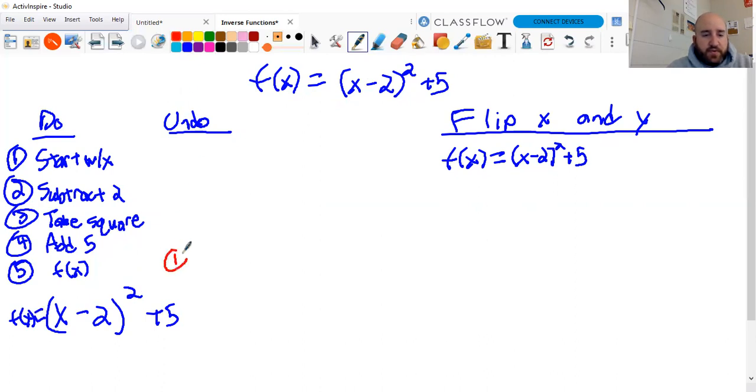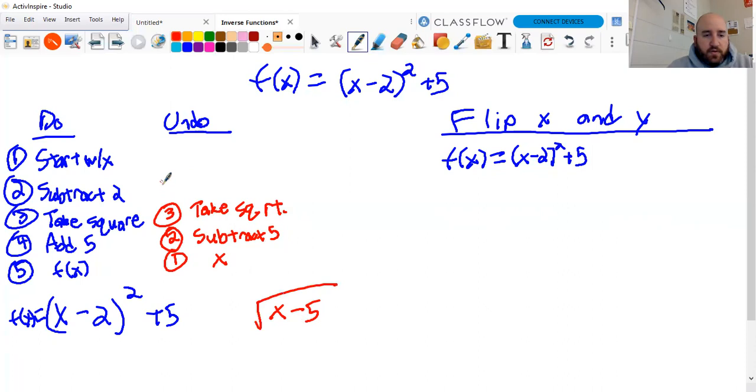All right, to undo it, I'm going to start with x. I'm going to have to move it over here a little bit. Step 2, I'm going to subtract 5. I could just do minus 5, I suppose. Subtract 5. Instead of taking the square, now I'm going to take the square root, SQRT. Then I'm going to add 2. And end with f negative 1 of x.